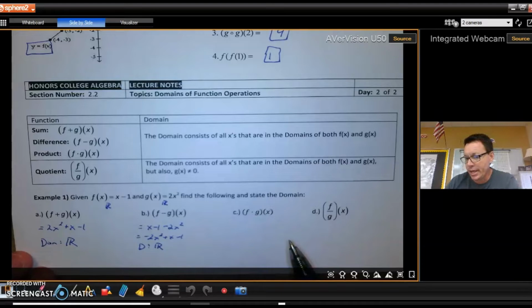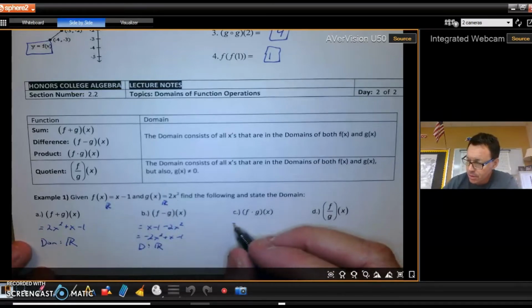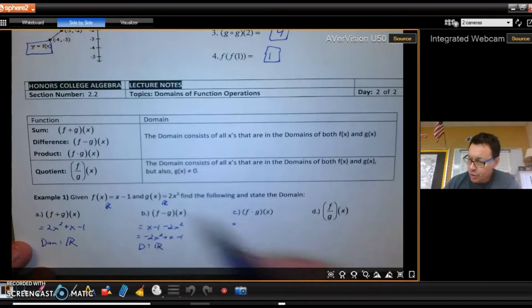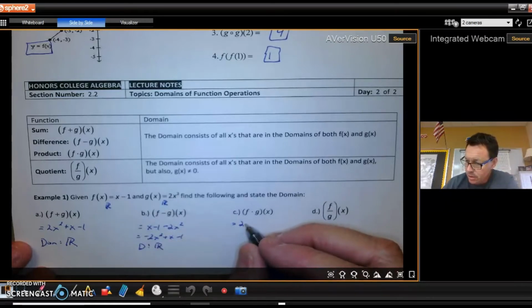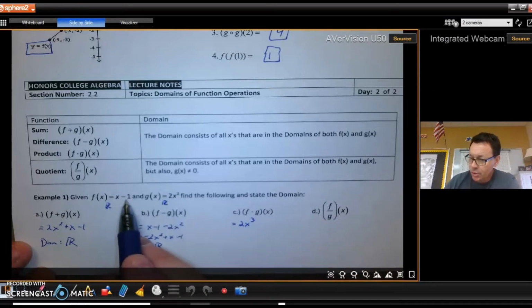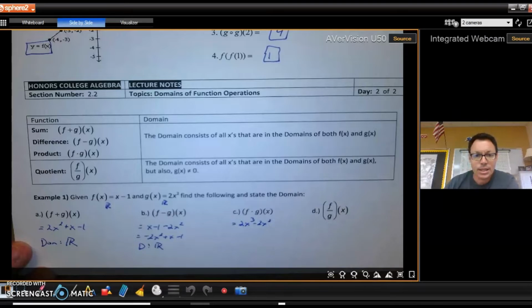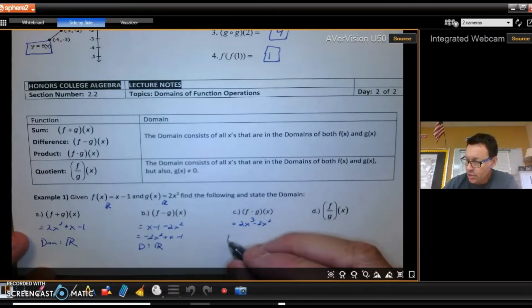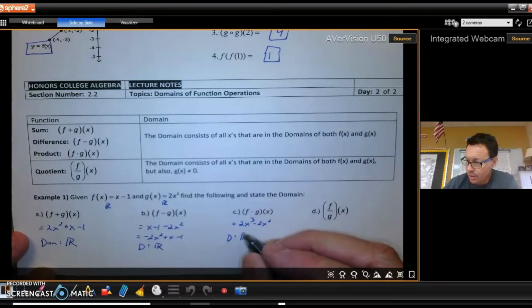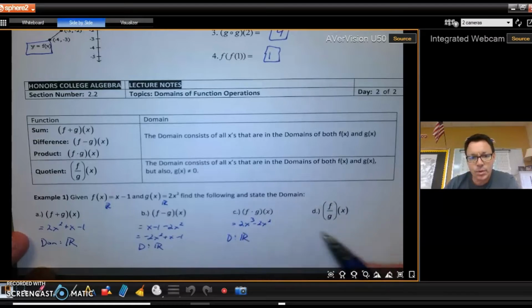f times g of x. Okay, so we're going to multiply these two together. So for this, we're just going to distribute. The 2x squared is going to multiply the x, so that's going to be 2x cubed. And then the 2x squared is going to multiply the 1, so we're going to get minus 2x squared. But again, nothing fancy has been created, so our domain is going to be all real numbers. This is the only one that's going to be different.